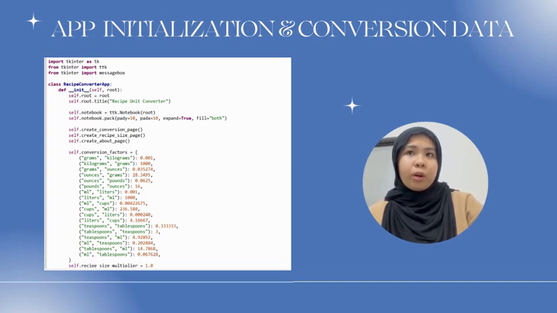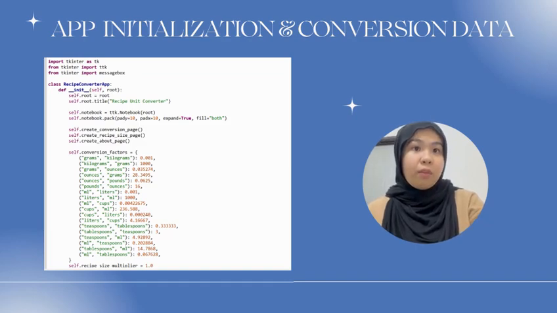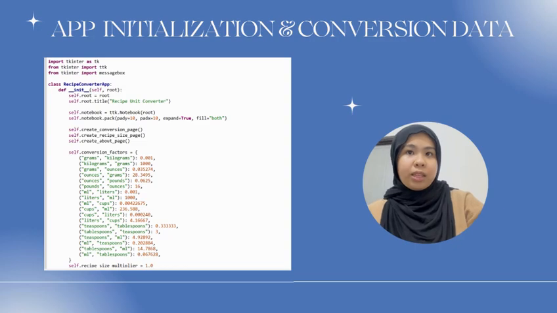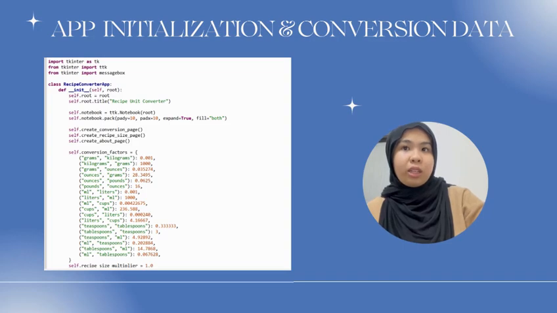So for the fifth point, you can see from the coding, creating different pages or tabs. self.create_conversion_page, recipe_size_page. These lines call methods that are likely defined elsewhere in the RecipeConverterApp class. These methods are responsible for creating the content and layout of the individual tabs in the notebook.